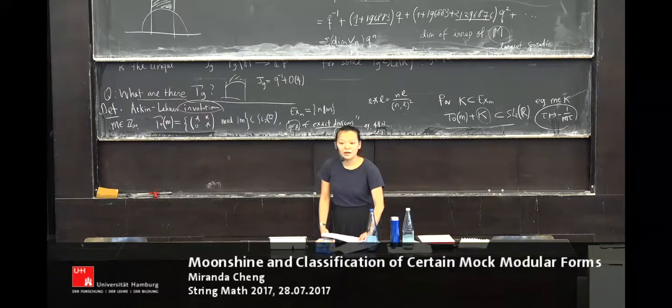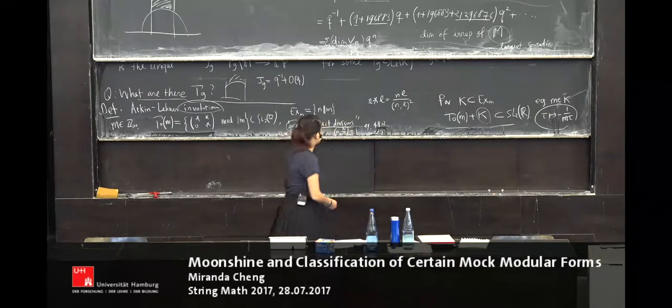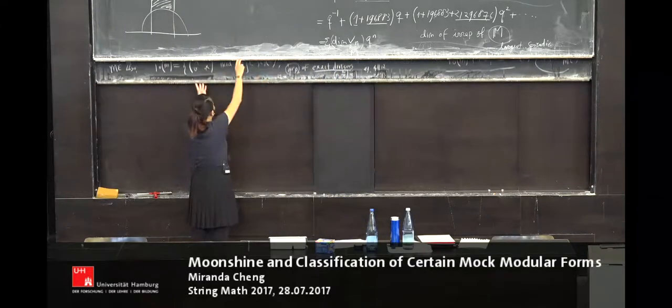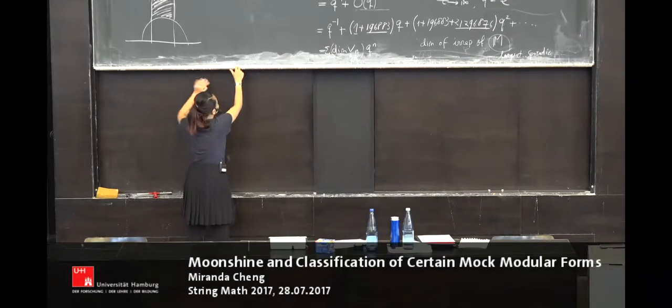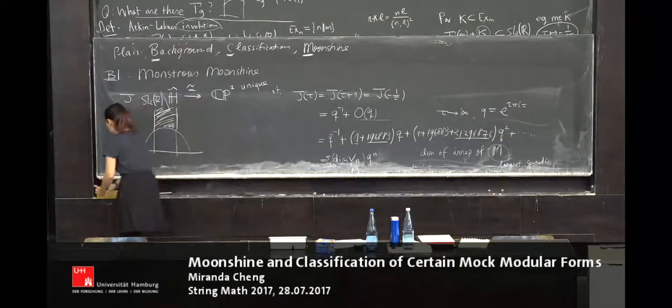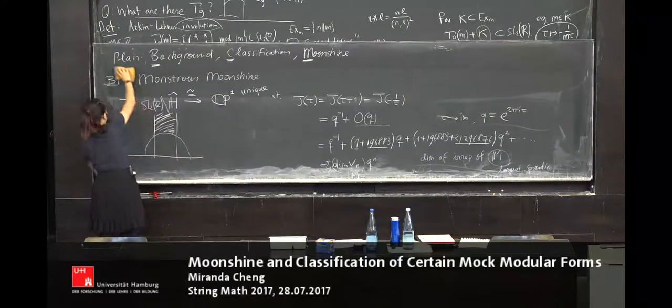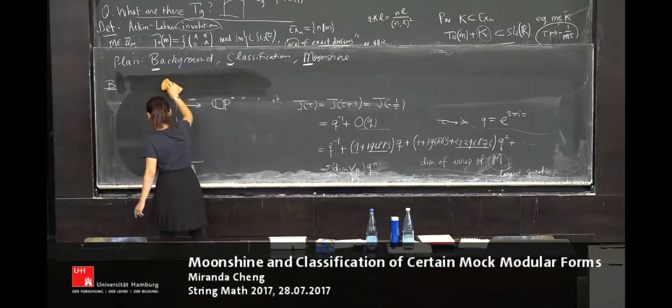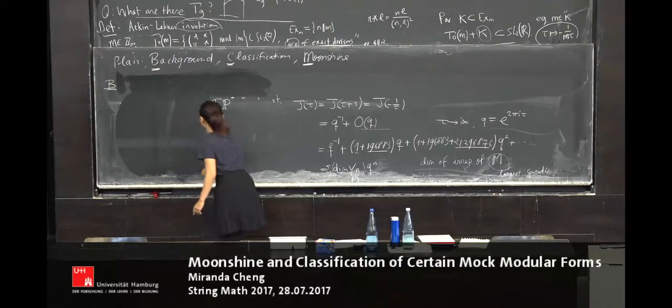So that finishes the first part of the background. And I told you what the genus 0 groups in monstrous Moonshine more or less look like. Before I go to the second part of the background story, are there any questions?